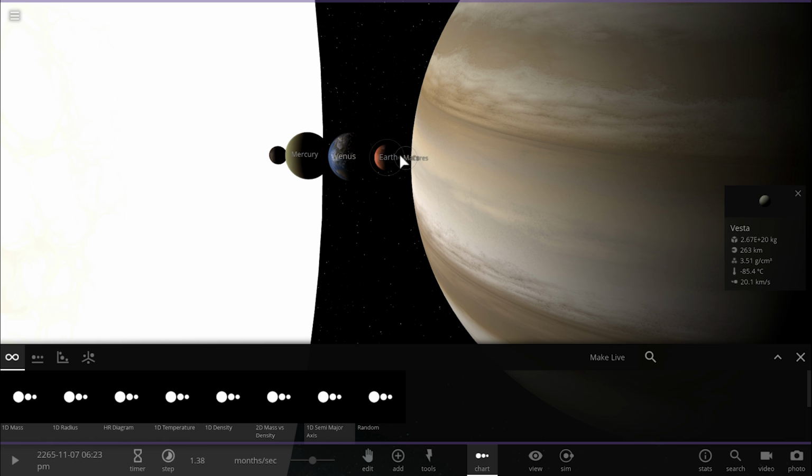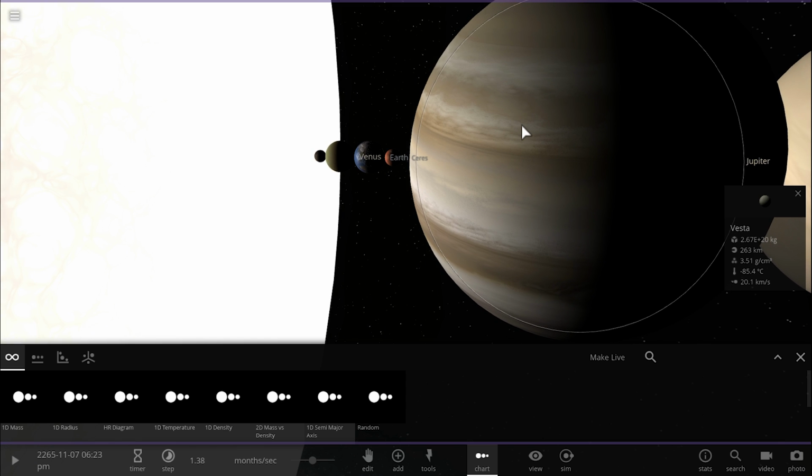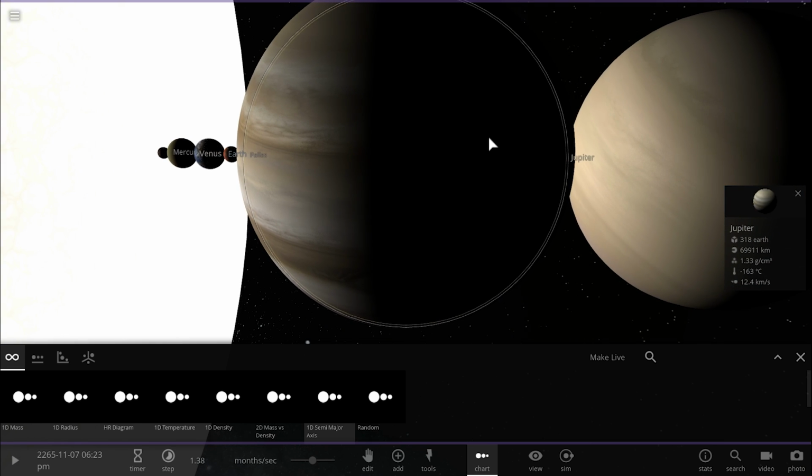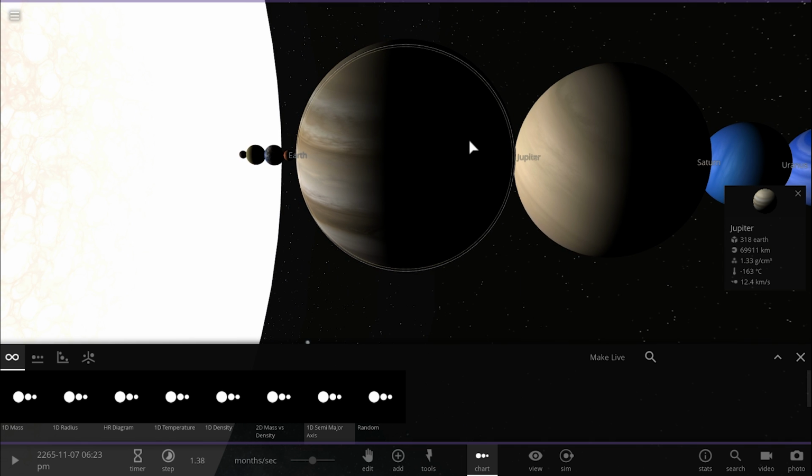So if this was 24, this will be 48. 48 plus 4 is 52. 52 divided by 10 is 5.2. And just so you know, 5.2 is the exact distance of Jupiter from the Sun. That's really weird. This is so eerie, right? All right, let's keep going.